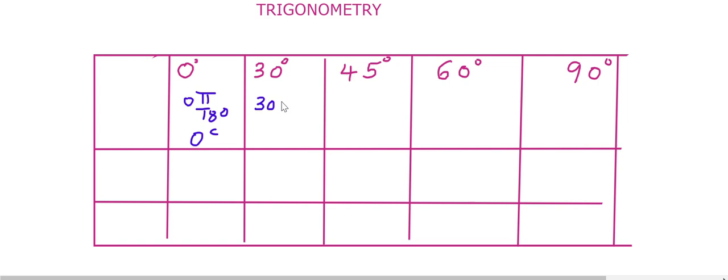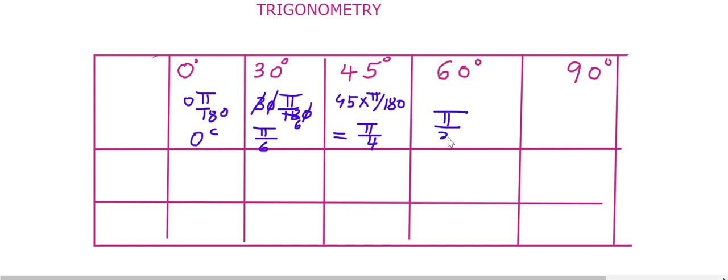If I multiply 30 degree by pi by 180, what will happen? 0 will get cancelled, 3 ones are 3, 3 sixes are 18. So this is going to be pi by 6. 45 degree will be 45 times pi by 180, so this is the same as writing pi by 4. Similarly, 60 degree will be pi by 3 and 90 degree will be pi by 2.